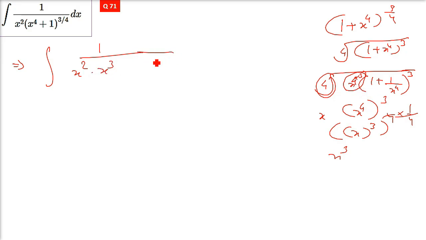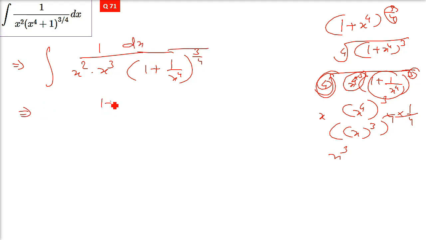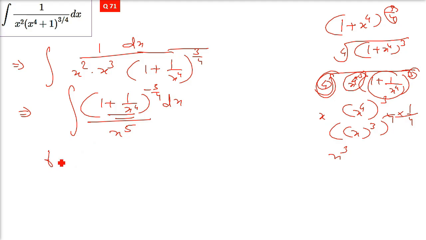In the denominator, what do you get? X to the power 4 plus 1, to the power 3 by 4. We have now changed it into 1 plus 1 by x to the power 4, to the power 3 by 4. Now what is the benefit? Now I'm taking this in the numerator. 1 plus 1 by x to the power 4 in the numerator is negative 3/4. This x square and x cube, x to the power 5 will come. And now you realize if you take 1 by x to the power 4, we can get x to the power 5.